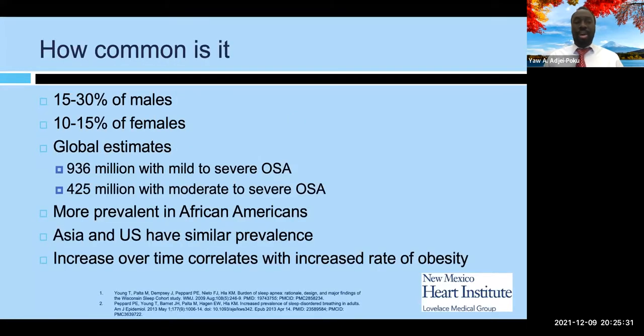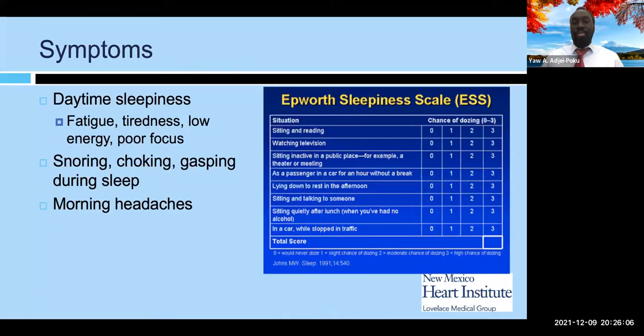How common is it? About 15 to 30% of males and 10 to 15% of females have sleep apnea. Close to 1 billion people worldwide have mild to severe sleep apnea. About 1,100 million have moderate to severe sleep apnea. It is more prevalent in African Americans. Asia and the United States have similar prevalence, and that prevalence increases over time, and it correlates with an increased rate of obesity. So obesity is directly related to sleep apnea.